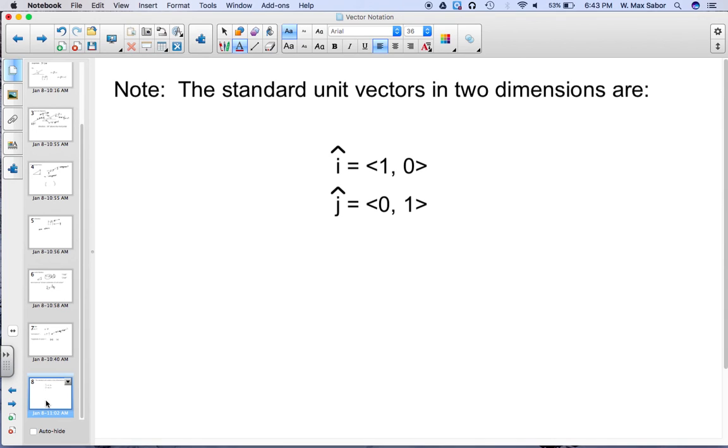The standard unit vectors, the unit vectors are ones whose magnitudes are 1, are typically i hat is described as 1, 0, so going 1 unit to the right and 0 units up, and j hat is 1 unit up and 0 units to the right. So those are our standard unit vectors. We could use different unit vectors. We're not going to for now.